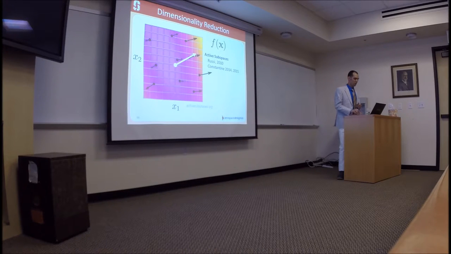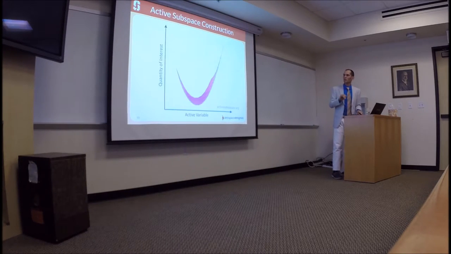The approach was first proposed by a fellow, Trent Russi, in his thesis in 2010, and Constantine and Wong formalized the approach since and have been promoting its use in modeling complex systems. Once we identify this direction, we're able to project the data down into this active variable, and we can find that we can describe most of the global behavior of the objective function in this one variable. With this background of active subspaces and how it works in concept, I'd also like to show how it works in algorithm.